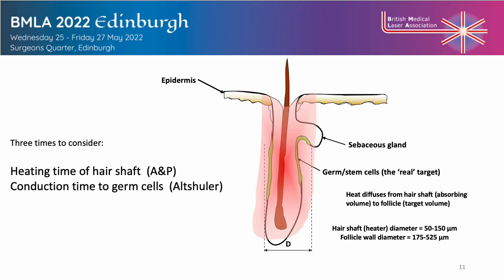The second time is how long it takes the heat to conduct out to the follicle walls where the germ cells live, and that's what Altshuler and his gang considered. But neither of them actually looked at the cooking time or the denaturation time of the germ cells themselves. And this is important because there's no point getting the germ cells up to a certain temperature and then allowing it to drop quickly thereafter, because that will not necessarily result in the irreversible denaturation of those cells.